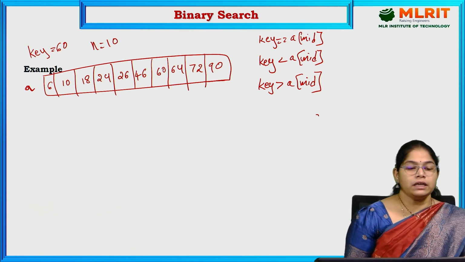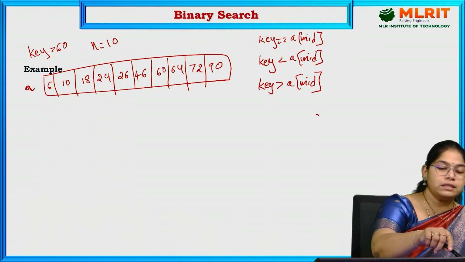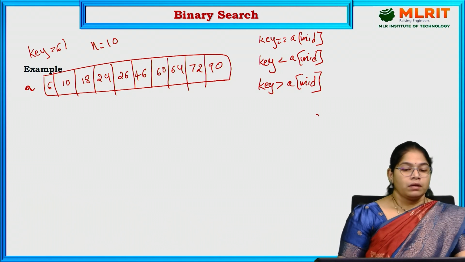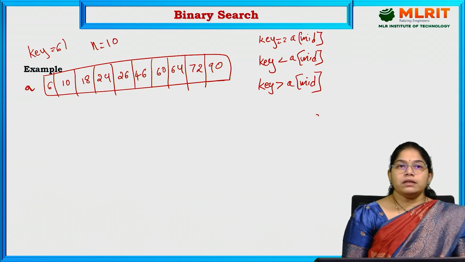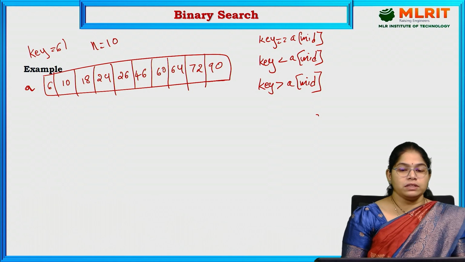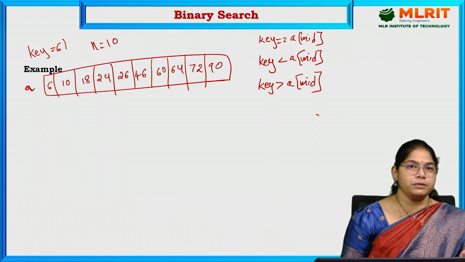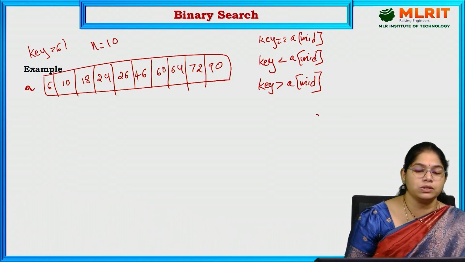Now consider the key value as 61. The key value is 61. So now we have to check whether 61 is present in the given list of the array or not using the binary search technique. This technique will work only on a sorted list of elements. So if you observe, the list of the elements is in sorted order.